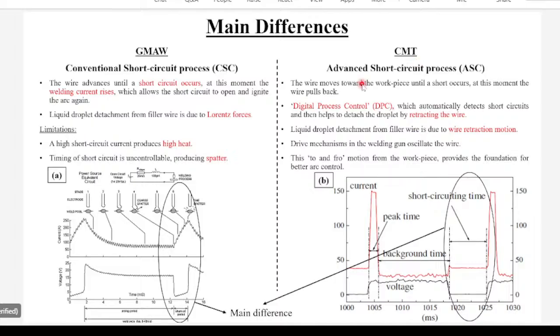But with CMT, this is the advanced short circuiting transfer. We can control the current and voltage at the time of short circuiting only. Otherwise, the second cycle and another peak current phase is happening. So at that very moment, we are reducing the current and voltage so that we can control the heat input. So that is the phenomenon behind CMT.